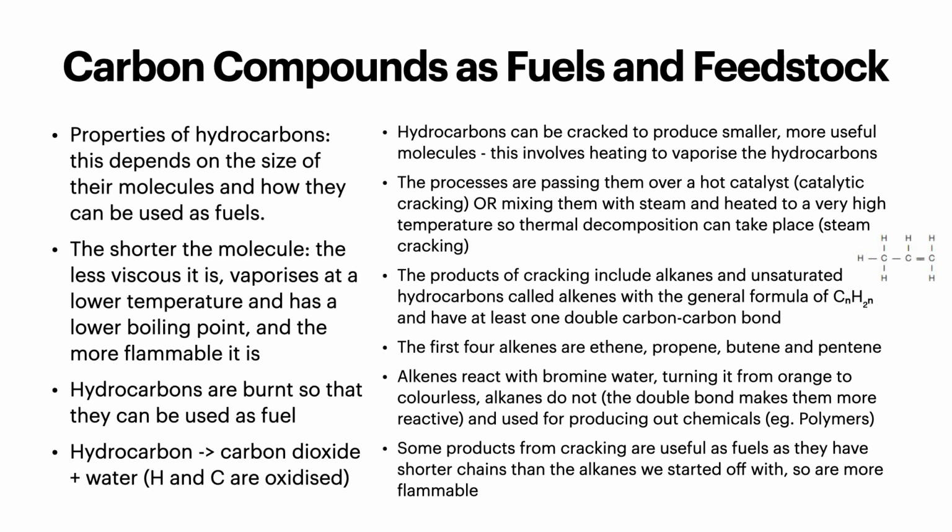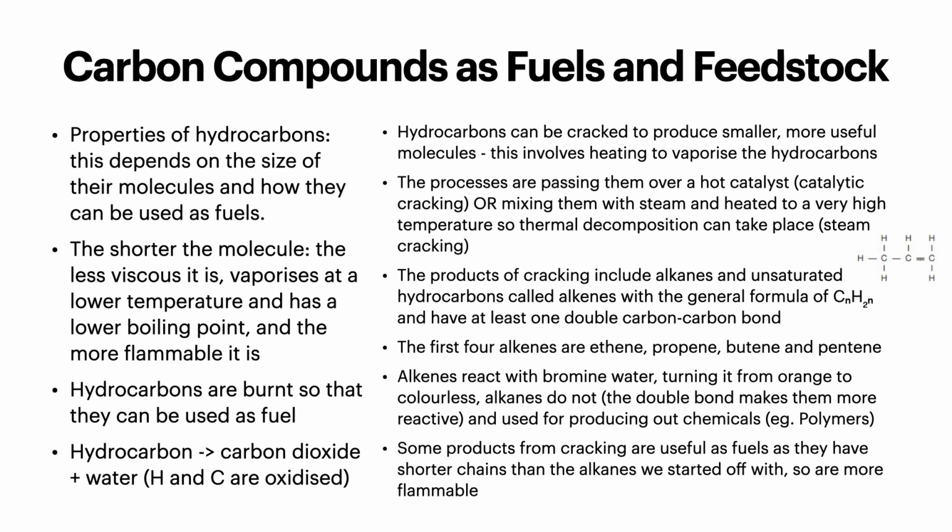Hydrocarbons can be cracked to produce smaller, more useful molecules. This involves heating to vaporize the hydrocarbons. One process is passing them over a hot catalyst, which is called catalytic cracking. Or the alternative is mixing the hydrocarbon with steam and heating to a very high temperature so that thermal decomposition can take place, also known as steam cracking. The products of cracking include alkanes, but also unsaturated hydrocarbons.